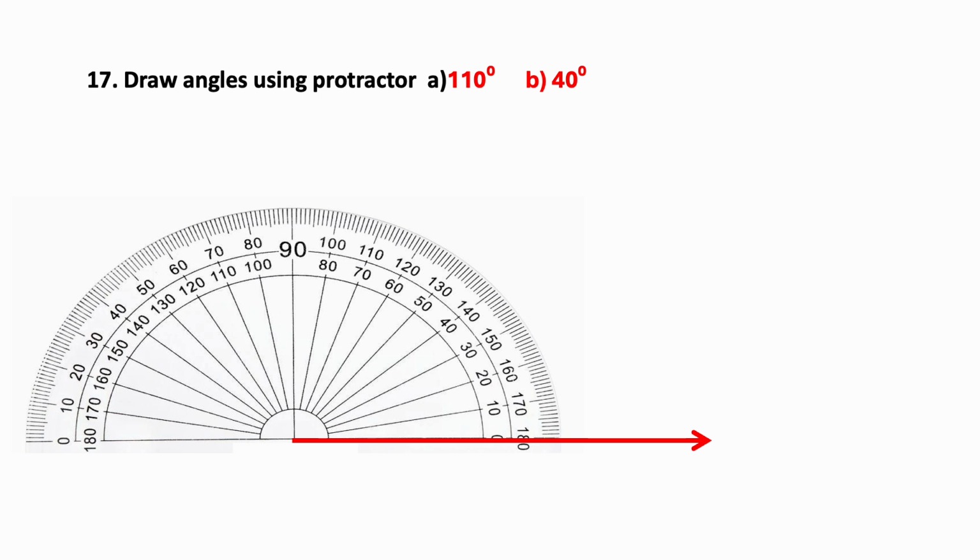Then you count degrees. Starting from 0, you have to take the innermost measurement. 0, 10, 20, 30, 40, 50, 60, 70, 80, 90, 100, 110. You have to go up to 110, then draw a point there. Then remove the protractor and draw a ray using a scale. This angle is 110 degrees.